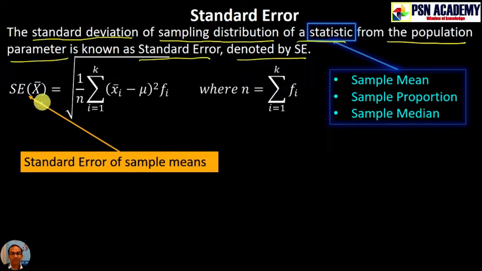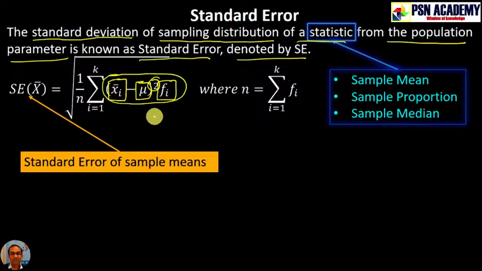So SE of x bar, this x bar is the sample mean, and this SE of x bar is the standard error of sample means. And you can clearly see that we have this xi bar, that means the sample mean from each sample, and we are taking the deviation from the population mean here. We are squaring it and we are multiplying that squared deviation with the frequency, and we are adding these terms.